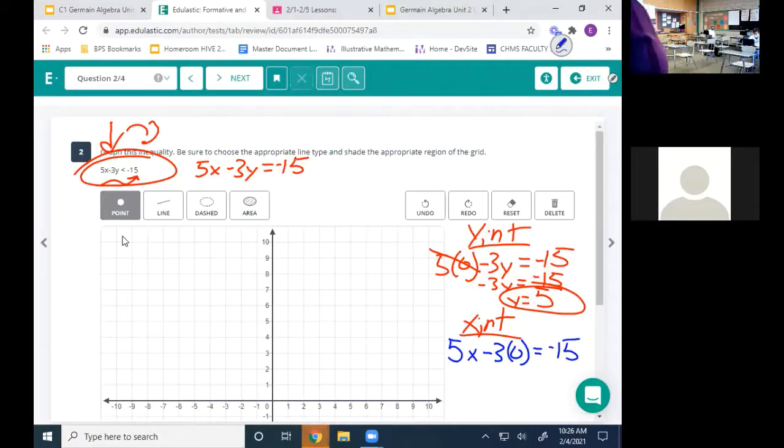Nice job, guys. What are we going to get for an x-intercept here? John, can you help me out with this one? Negative 3. Okay, so the 3 times 0 would cancel out. We have 5x is equal to negative 15. Divide by 5, divide by 5. X is going to be negative 3.